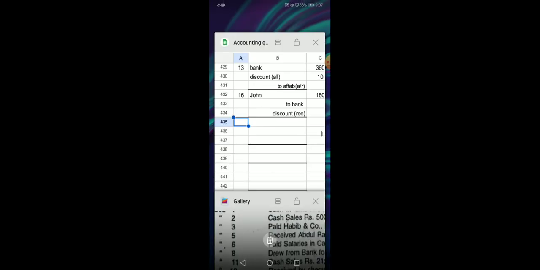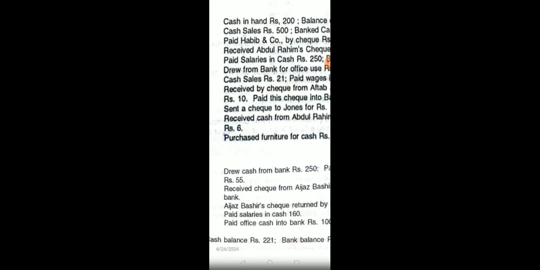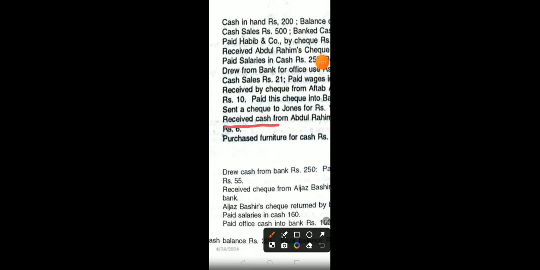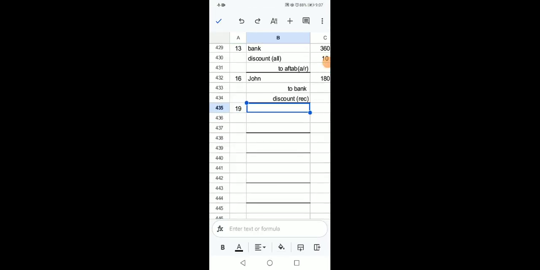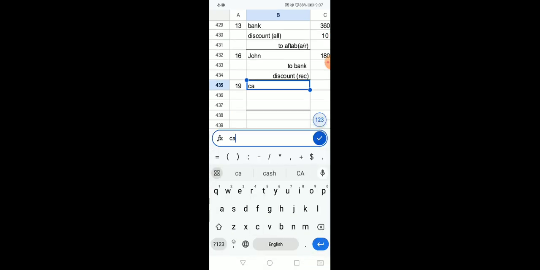After 16, it is 19. So the date should be mentioned before starting any transaction. 19: Received cash from Abdul Rahim, discount allowed. The first part of the entry is saying receive cash from Abdul Rahim. Abdul Rahim is a person. When you receive cash, it means your cash in hand is increasing. Increase in cash in hand means increase in asset. Increase in asset should be mentioned on debit side. So you will mention the name of cash on debit side.